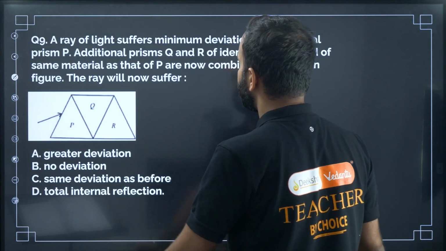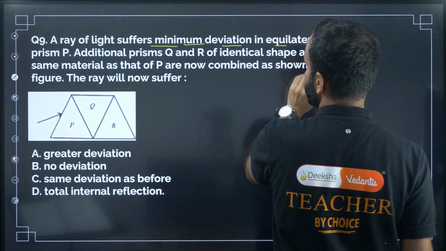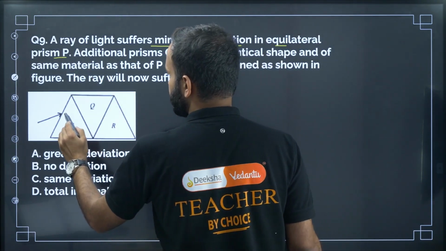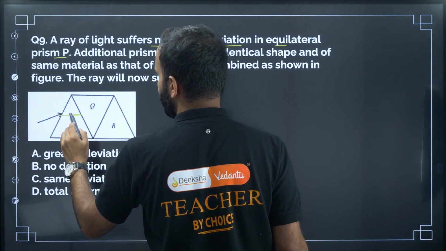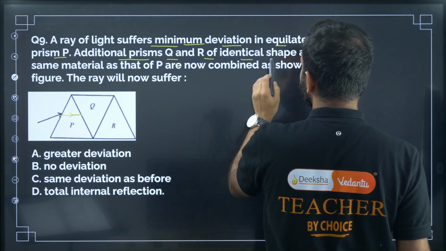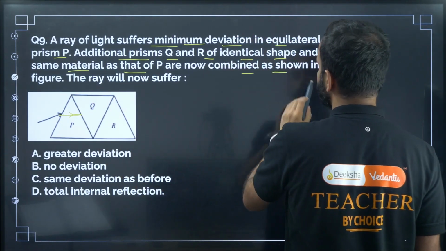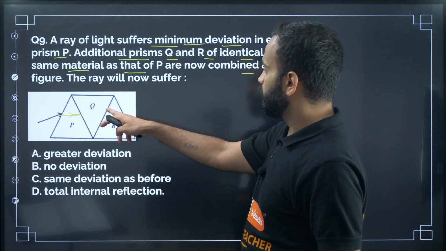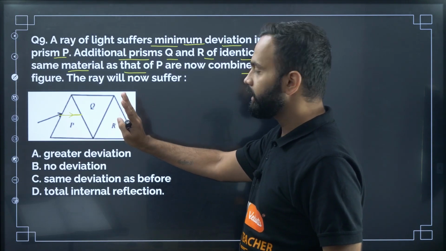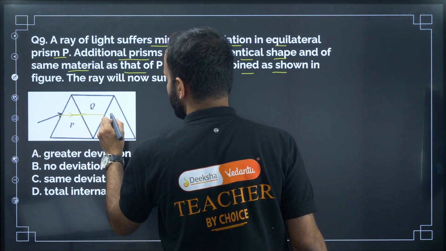Question number 9. A ray of light suffers minimum deviation in an equilateral triangular prism P. It suffers minimum deviation, that is, the refracted ray must be parallel to the base of the prism. Additional prisms Q and R of identical shape and of the same material as that of P are now combined as shown in the figure. So the shape of the Q and R prisms are the same as P and the material is also the same. So there will be no deviation.